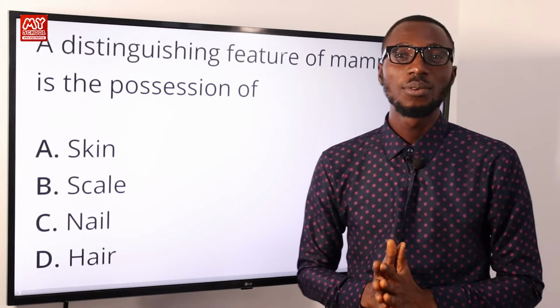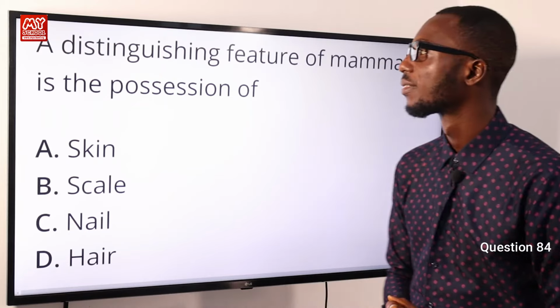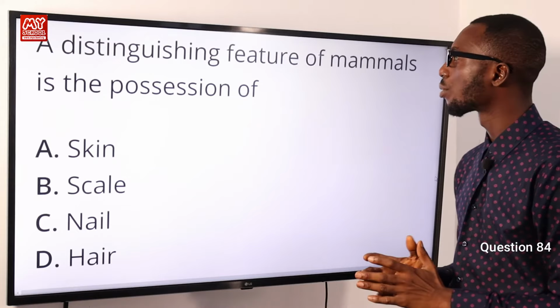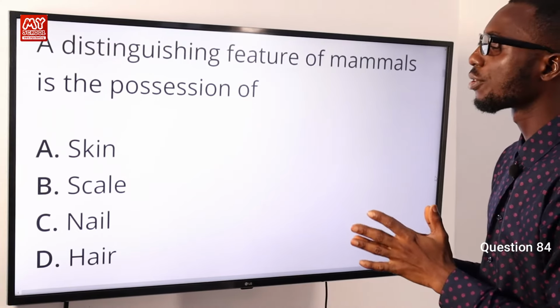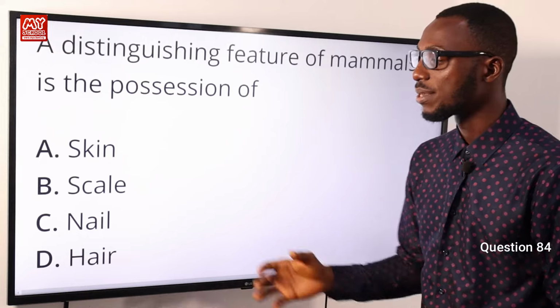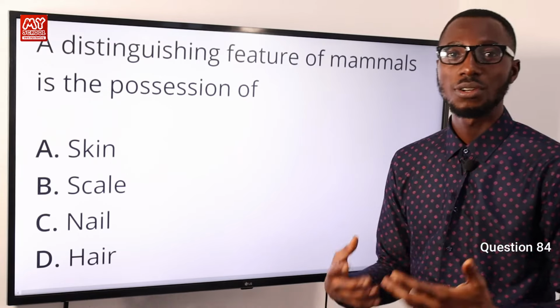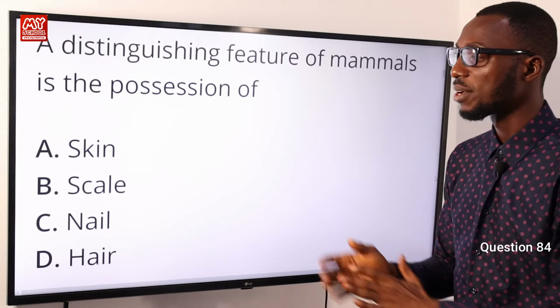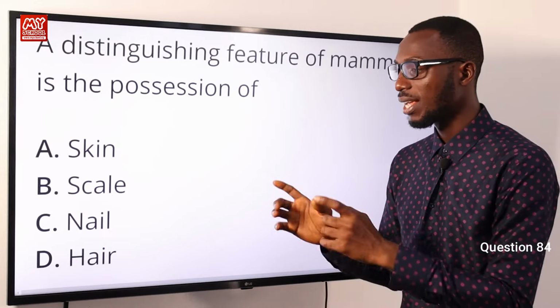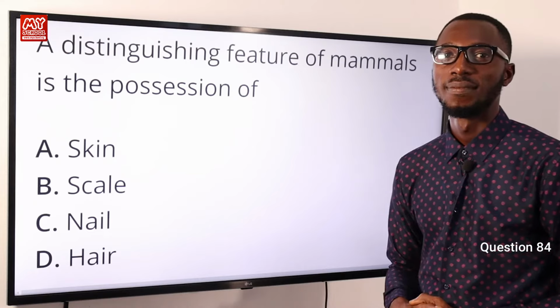So right now we are tackling question 84. A distinguishing feature of mammals is the possession of what? The possession of hair or fur, the possession of sweat glands, the possession of mammary glands. So the correct option here is option D for hair.